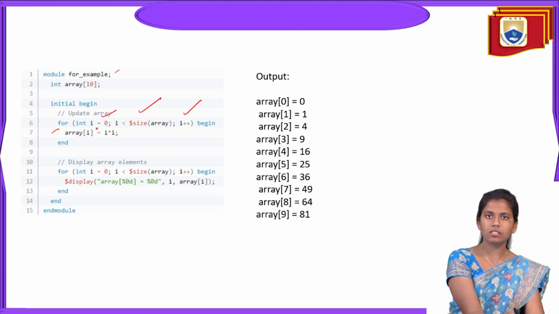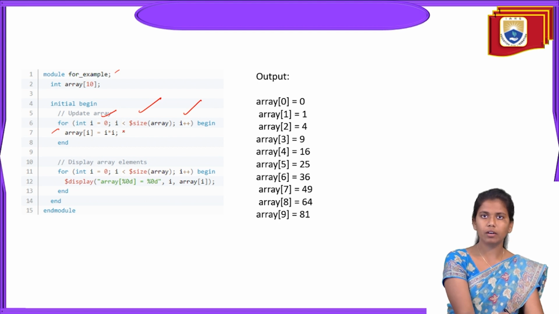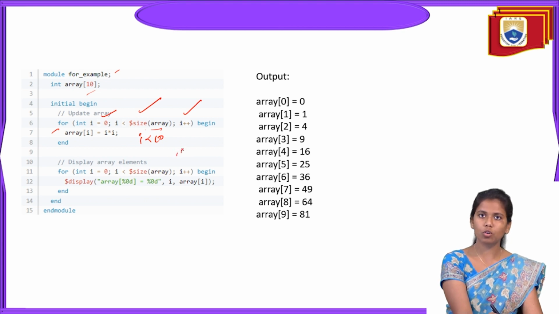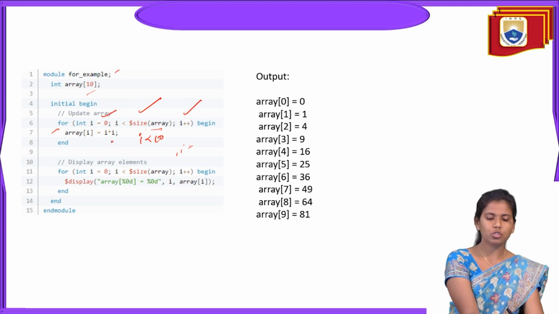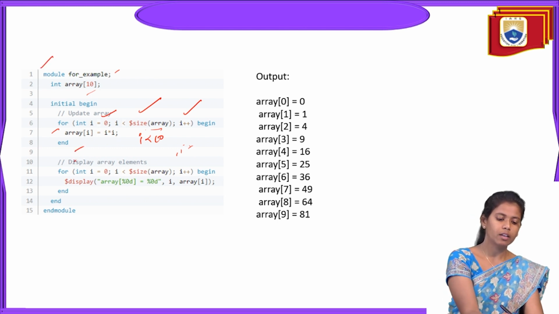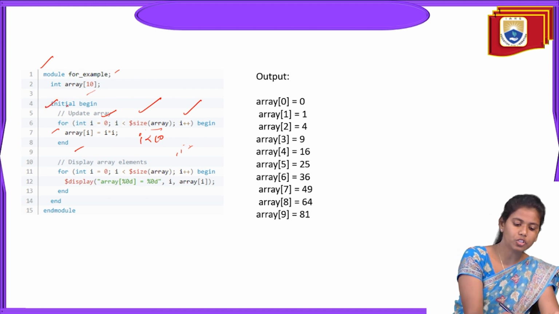So initializing I is equal to 0, and the expression with respect to the condition follows as I less than the size of the array. That means I less than 10, since the array here is 10, right? So I less than 10, and then it goes with I plus plus. Now I begin the array: array[I] is equal to I into I. Then I'm just ending it, as I started with initial begin.